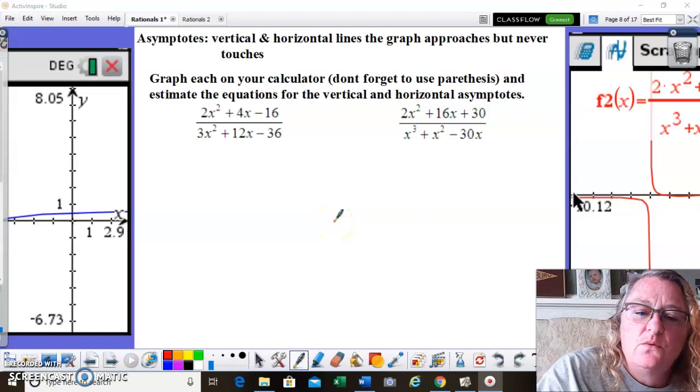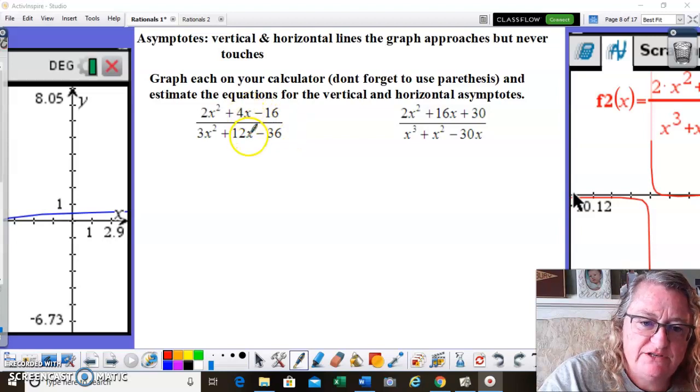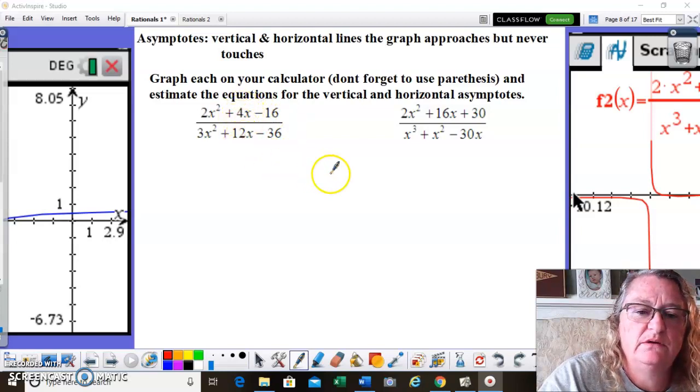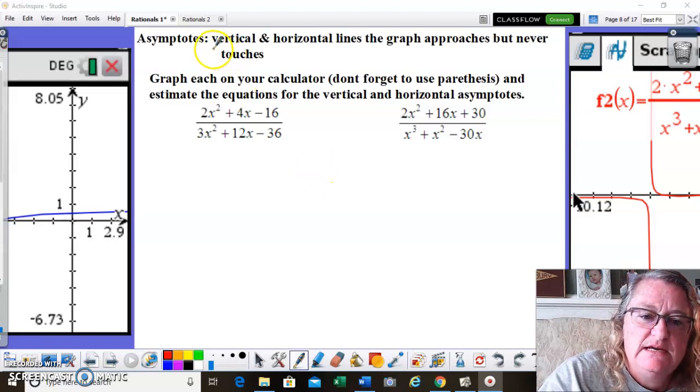Okay, when we graph rational functions, when we graph fractions, polynomial over polynomial, we get things on our graph called asymptotes. An asymptote is a vertical or horizontal line that the graph appears to approach but never actually touches. So it's kind of a break in our graph.